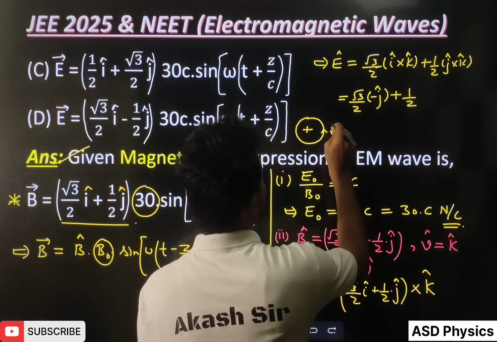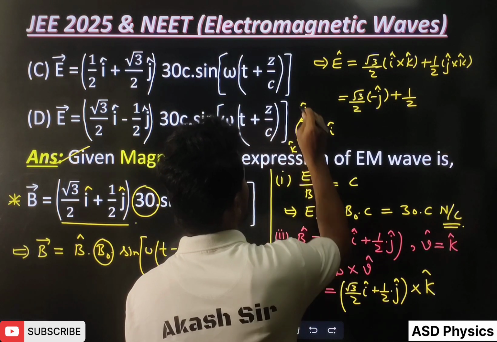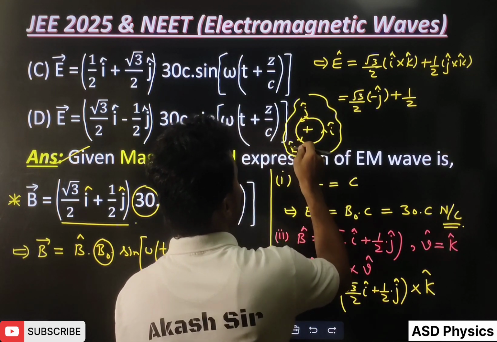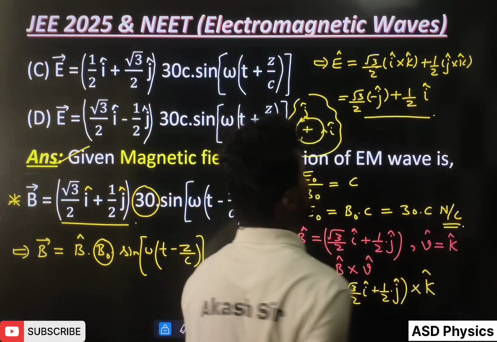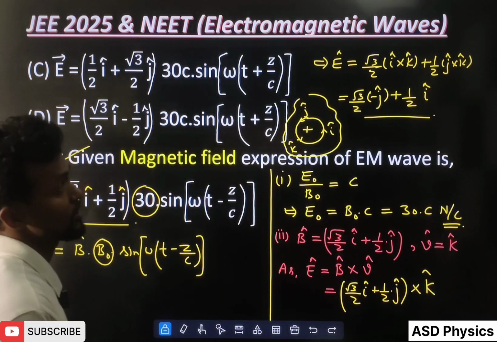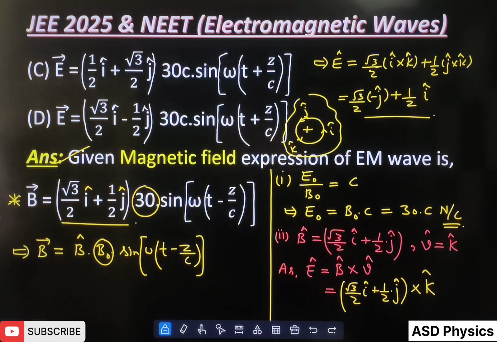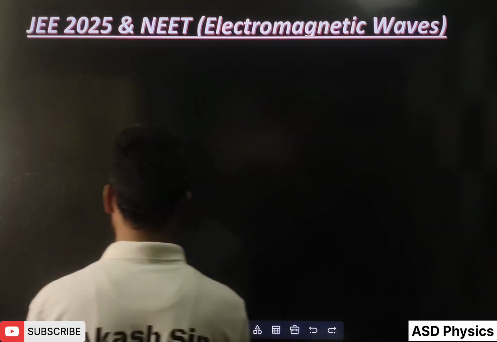Let's take here, this is the I cap, this is the J cap, and this is the K cap. I cap cross J cap is K cap. J cap cross K cap is I cap. So what will come here? It will come here, I cap. So see here, this is the direction of the electric field we have got here: root 3 by 2 minus J cap plus half I cap. This is the direction of what, students? The electric field.